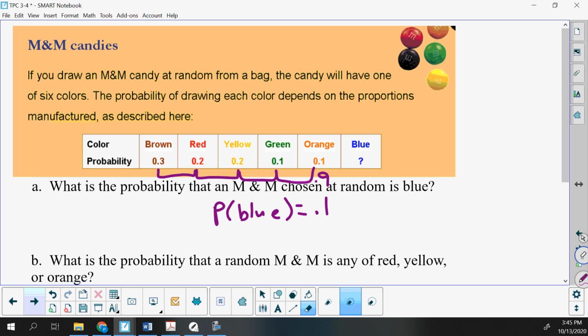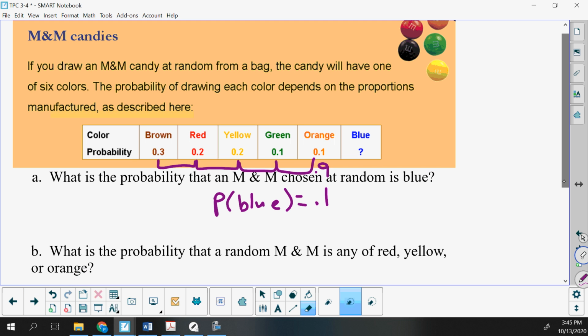What is the probability that a random M&M is any of red, yellow, or orange? Well, when you have an OR, you just add up the individual probabilities. So red's probability is 0.2, plus yellow's probability is 0.2, plus orange's probability is 0.1. So 0.2, 0.2, and 0.1 will give us 0.5. So there's a 0.5 chance. You could say that's 1/2, or you could say that's 50%. Any of those would be correct.